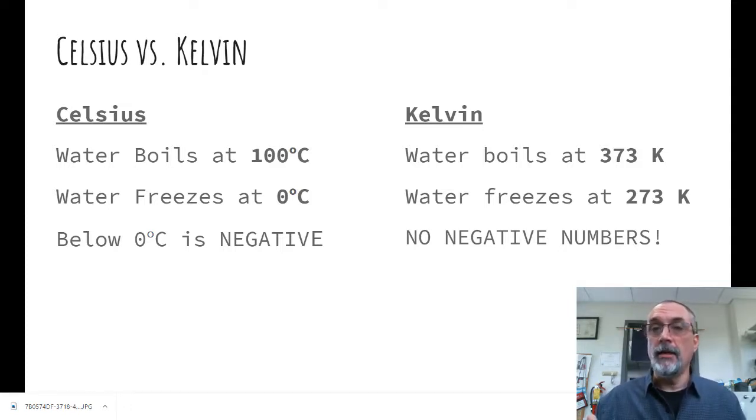So on the Kelvin scale, water boils at 373. It freezes at 273 kelvins. And if you go down to 0, which is the coldest temperature theoretically possible, you have 0 kelvins, no motion. There are no negative numbers in the Kelvin scale. That's really going to be important in a future unit when we talk about the kinetic molecular theory.